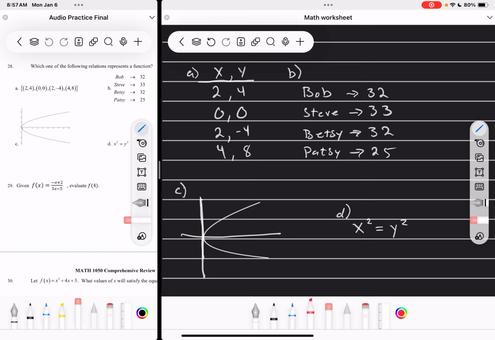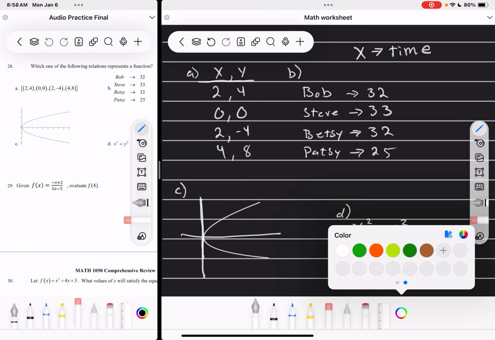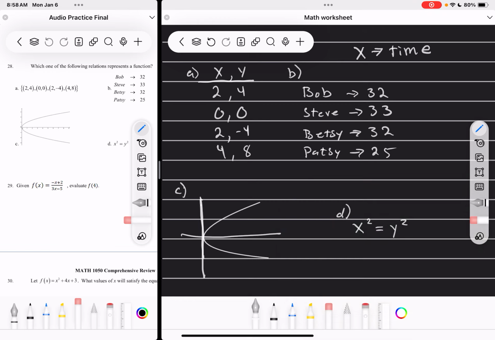I'm going to grab a highlighter, and we're going to highlight each number that is our x, because x is the thing that can't repeat. Remember, think of x as time. Okay? So if x is time, and we highlight, this 2 is like 2 o'clock. The 0 would be like noon.